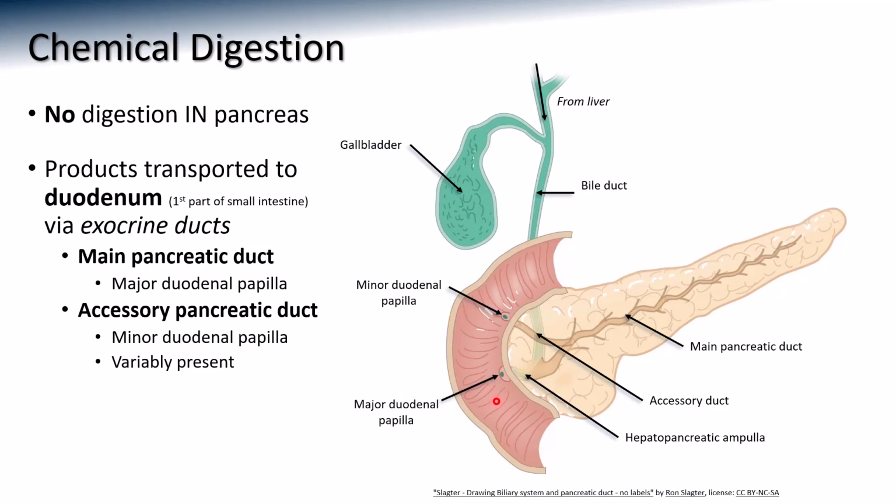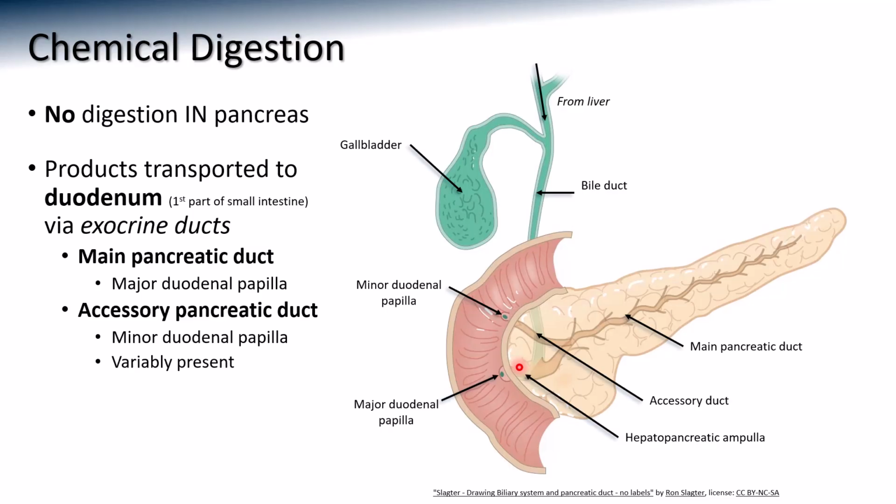Just before the duct meets the duodenum, so right here, it becomes wider, or we say it dilates, and we name that portion of the duct the hepatopancreatic ampulla. Ampulla, again, just means a bigger space or dilation. From there, then, the duct enters into the wall of the duodenum and opens up into the lumen.